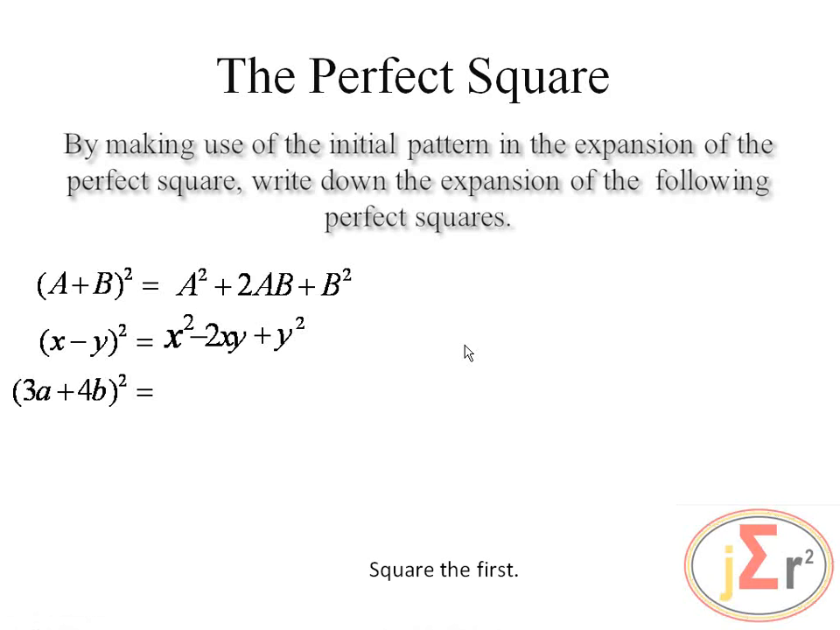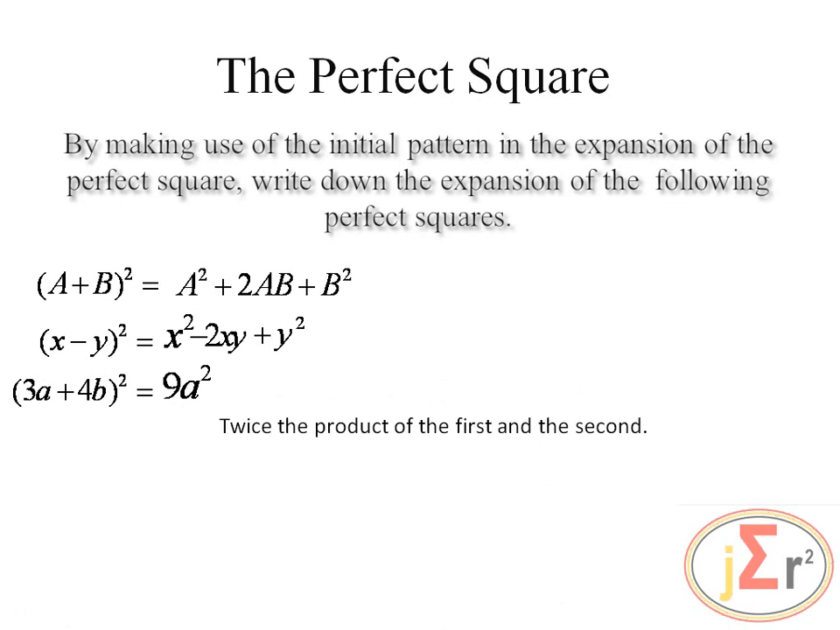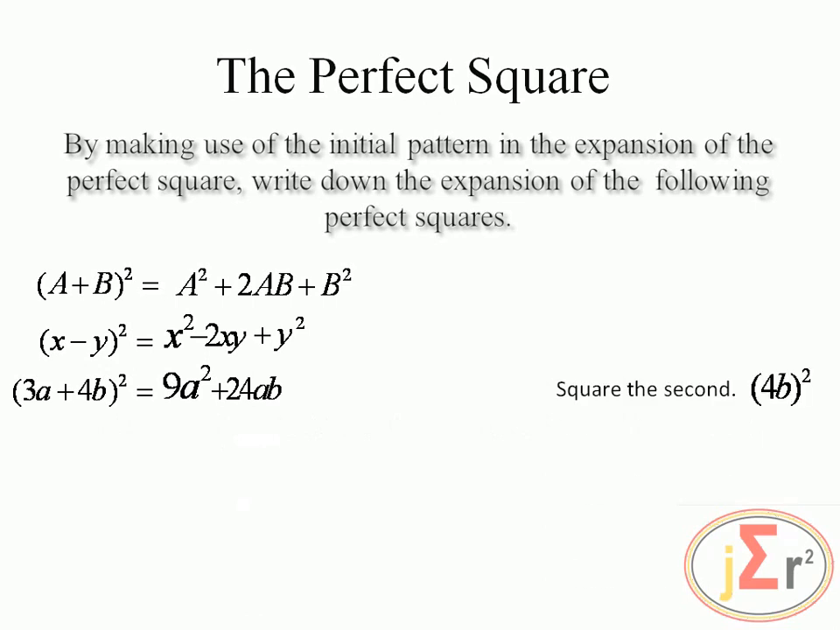What about that one? Square the first. Square 3a. We square the 3, the result is 9. We square the a, the result is a squared, 9a squared. What about the middle term? Twice the product of the first and the second. 2 times 3a times 4b. So 2 times 3 is 6, times 4 is 24. So 24ab, and we square the second term. Square 4b squared. The square of 4 is 16, and the square of b is b squared.